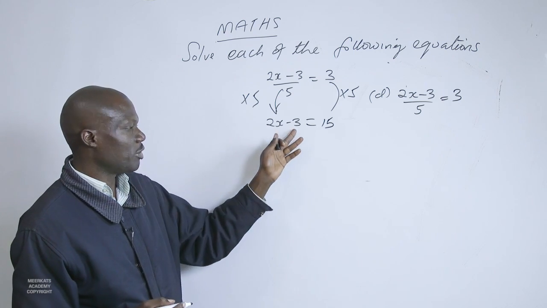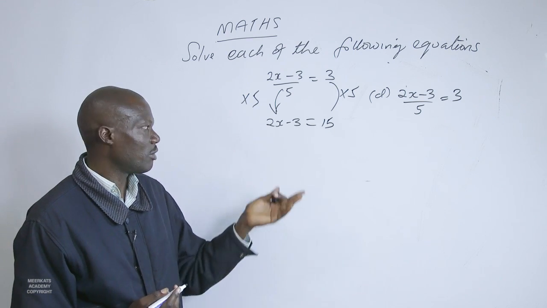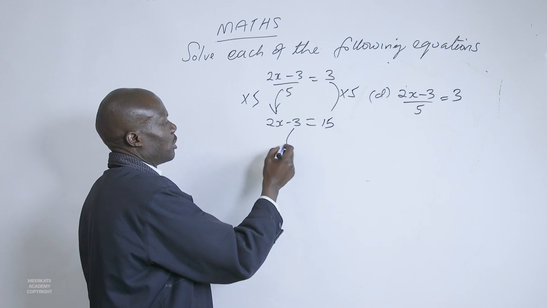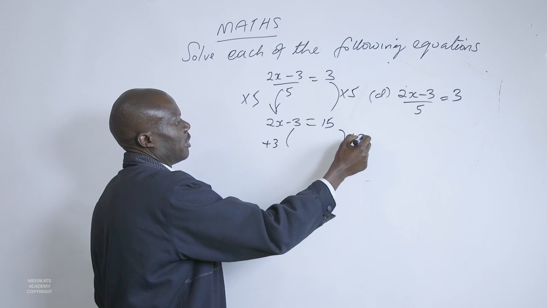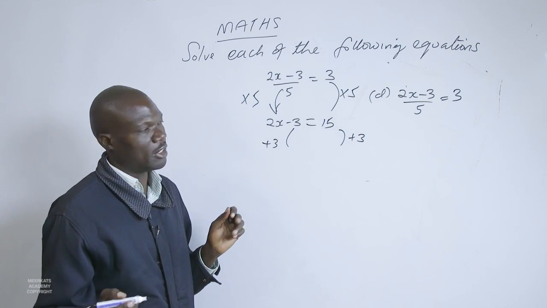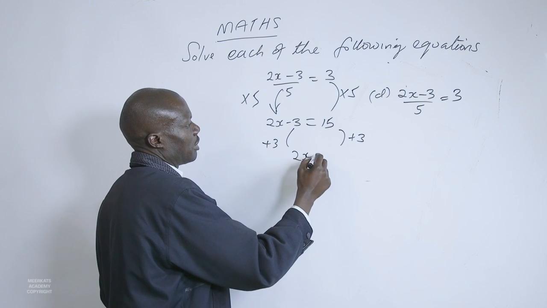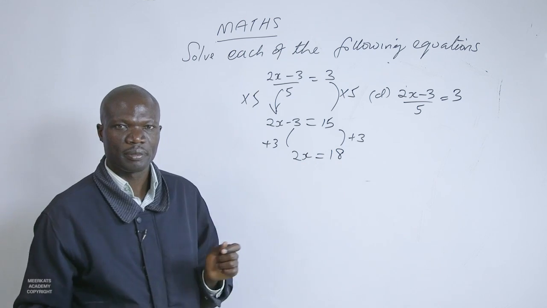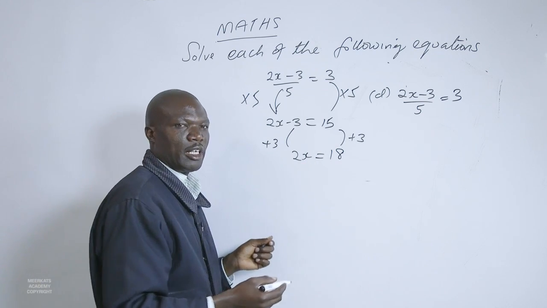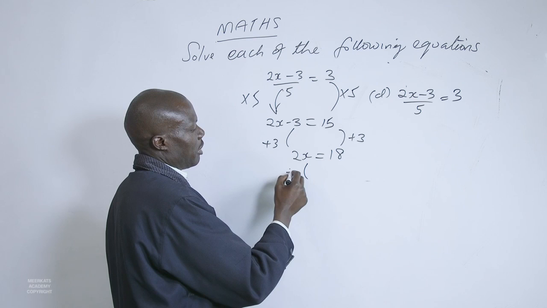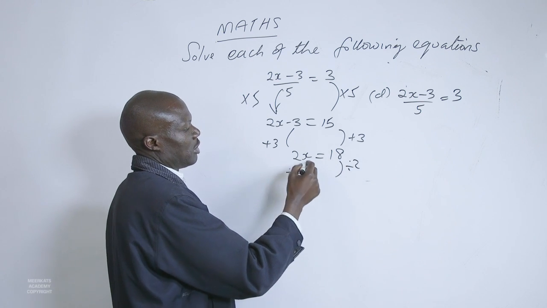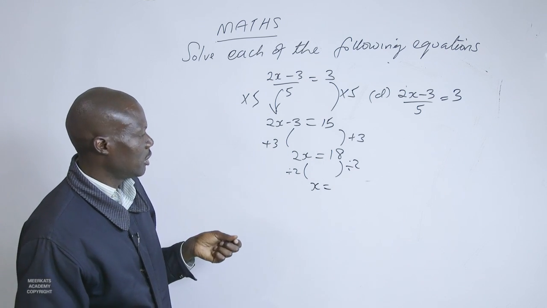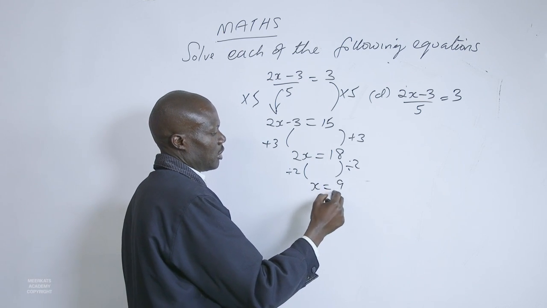Then we move ahead to eliminate the 3. We have minus 3, therefore the opposite is plus 3. So we add 3 here and add 3 here. Minus 3 plus 3 is 0, so we remain with 2x equals 15 plus 3, which is 18. For this, we go straight and divide by 2 on both sides. 2x divided by 2 is x, and 18 divided by 2 is 9.